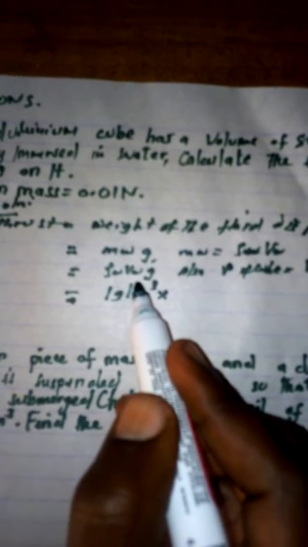Also, we know that the volume of the object, in this case the cube, is equal to the volume of the water displaced. So now we can calculate the upthrust, because we know the density of water is 1 gram per cubic centimeter, times the volume of water, which is the same as the volume of the cube, 800 cubic centimeter, times the gravitational force.